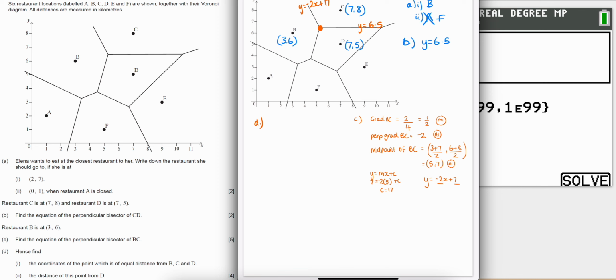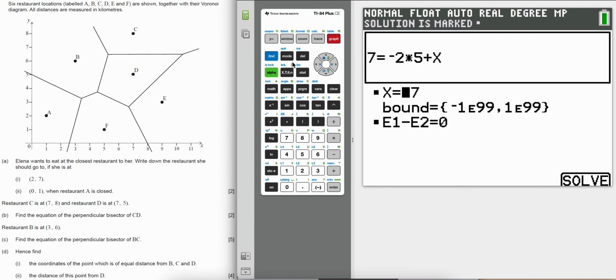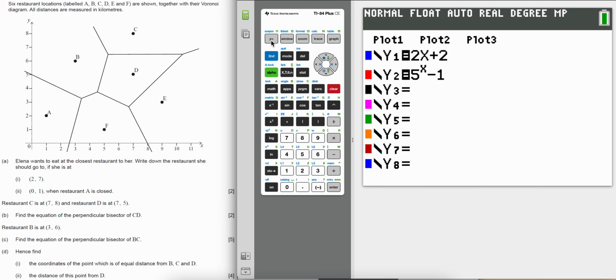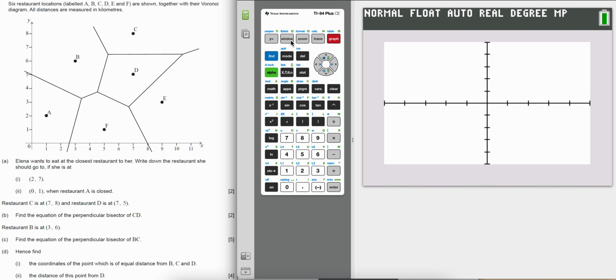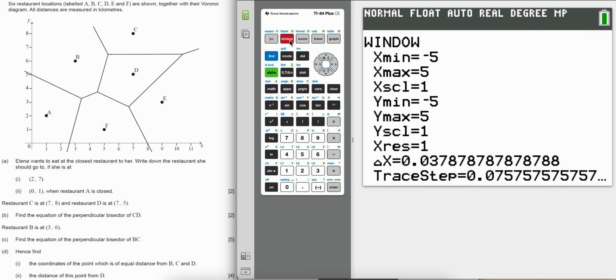So for this one, you can do it on the calculator. You can either use simultaneous equations, or you can just type it into your graph. I'm just going to type them into my graph. So I have -2x plus 17 as one of my equations, and then the second equation is just 6.5. So y equals 6.5, and I can graph that information. Let's just check where the window is.